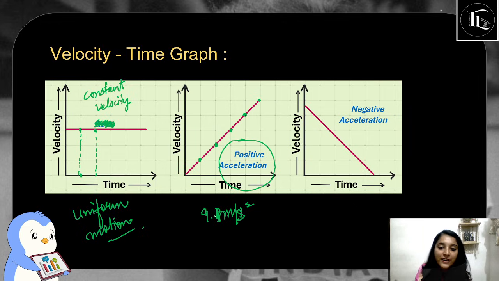Then we have negative acceleration. So it is the opposite of that. If you just throw it in the air, what will happen? The velocity will keep on decreasing with time, right? So this is negative acceleration. Slowing down.